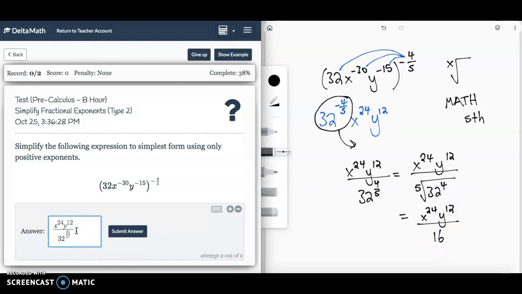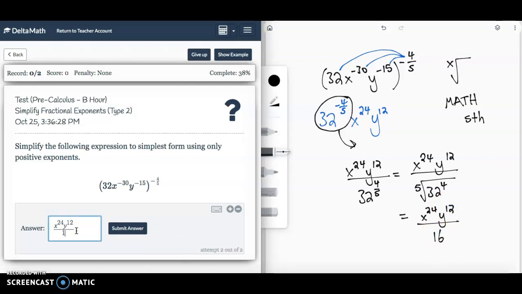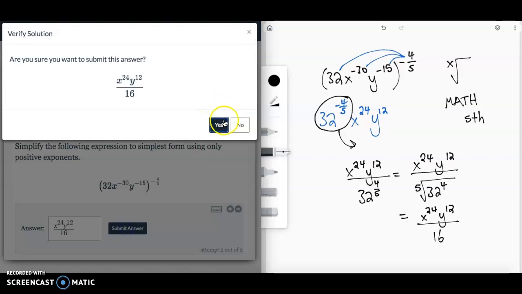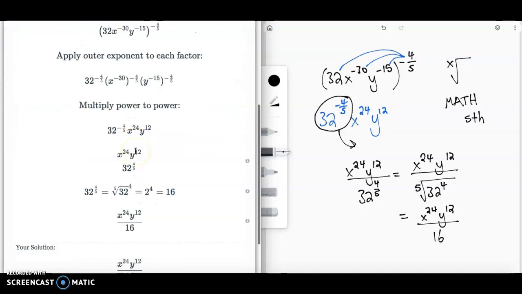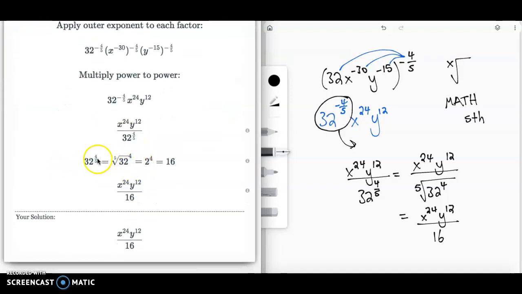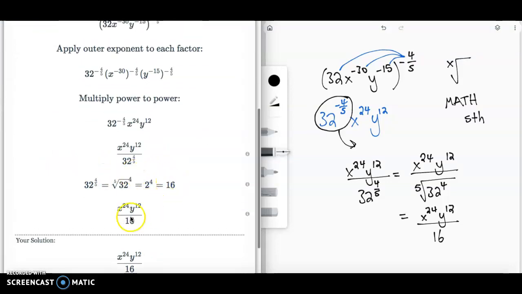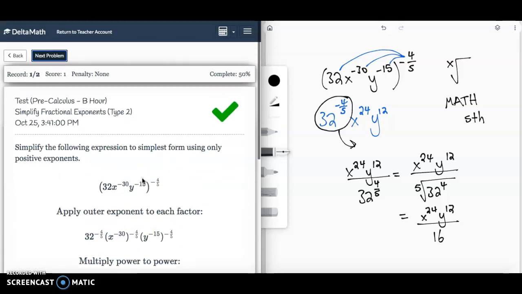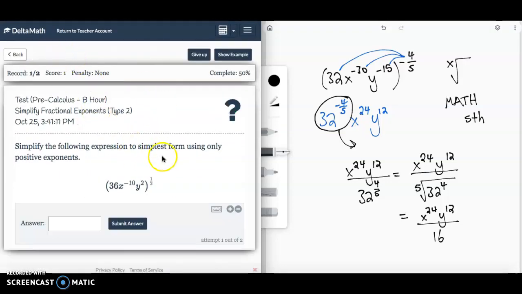So I'll go back here and I can adjust that. And there we go. They show you how to do it if you didn't have a calculator and you wanted to move it step by step. So you can get 16 that way as well, but we have tools. So, all right, let's go ahead and try one more of these.